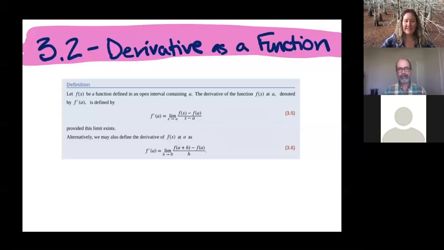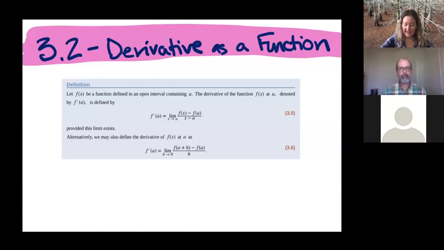This is section 3.2, derivative as a function. The definitions below should look somewhat familiar from 3.1. This is how we were defining the derivative at a specific point. And so we actually had two options.